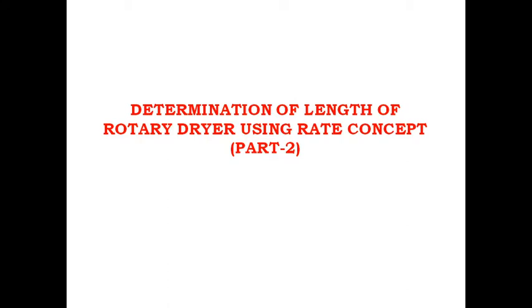Hello students, we are going to discuss determination of length of rotary dryer using rate concept. For adiabatic dryer, TV and TVB of equation 1 become equal to wet bulb temperature and the exit temperature of the drying medium. For continuous adiabatic dryer, heat balance equation is given as Qt = m dot g × (1 + HA × CSA) × (THA − THB). This is equation number 2.